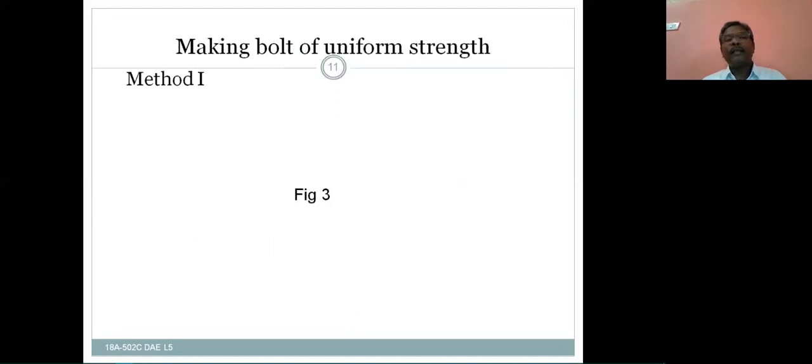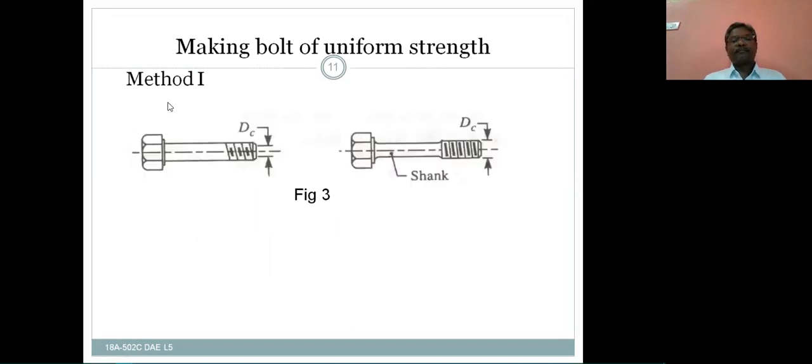So let us see making a bolt of uniform strength, method one. See here, from here to here, this is the head, and from here to here it is the shank part, and this is the threaded portion. So here in this figure, the diameter of the shank part is the same as the nominal diameter of the threaded portion. So with this, the shank part will become stronger, whereas the threaded portion will become the weaker part.